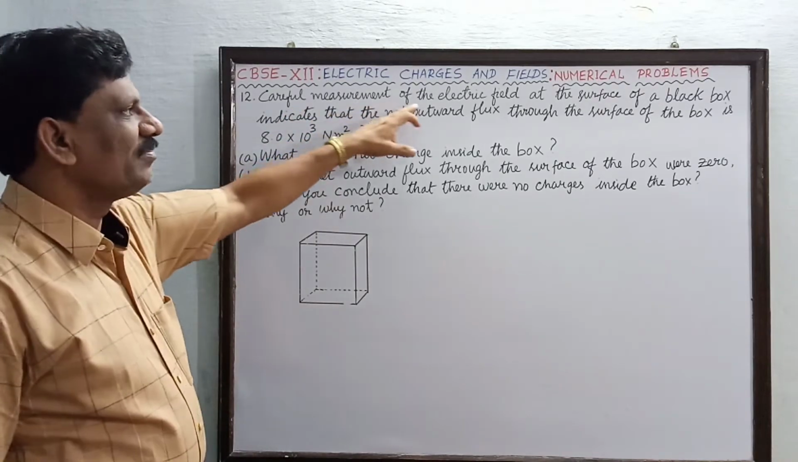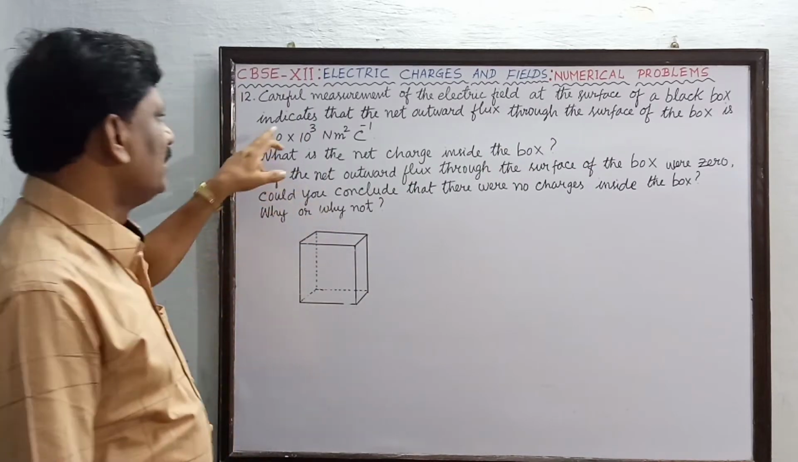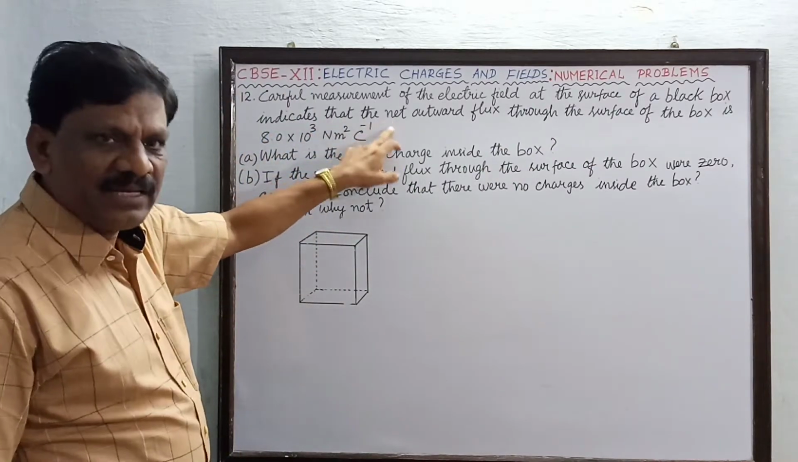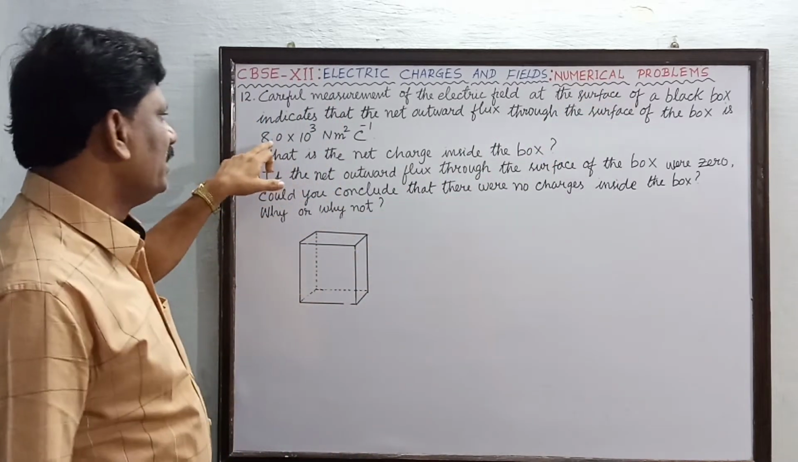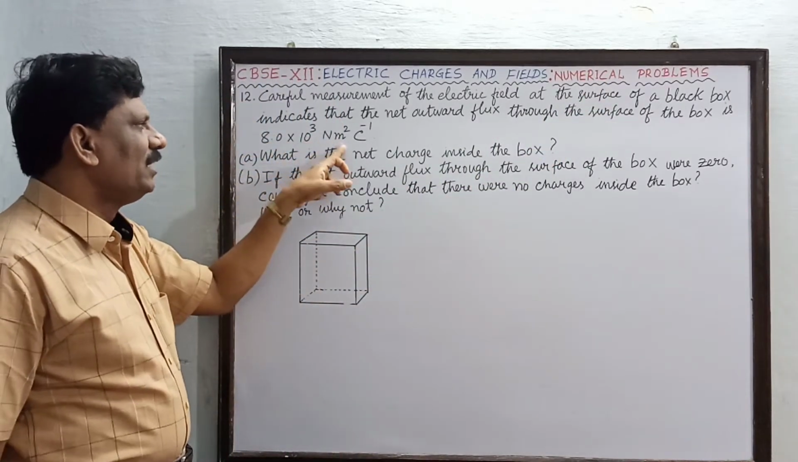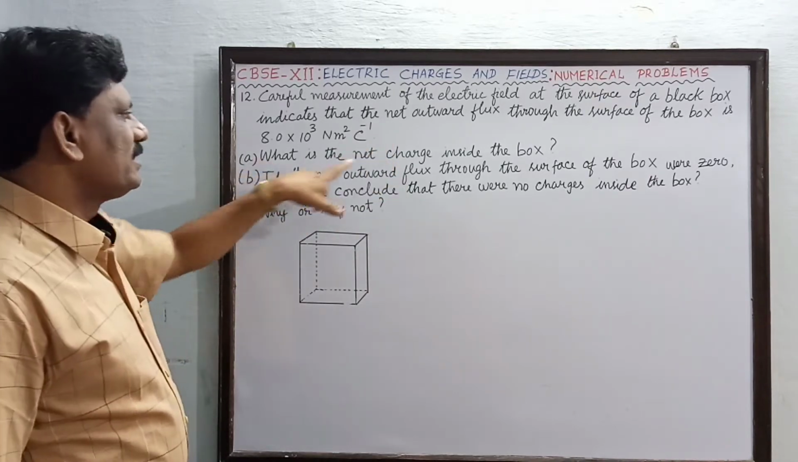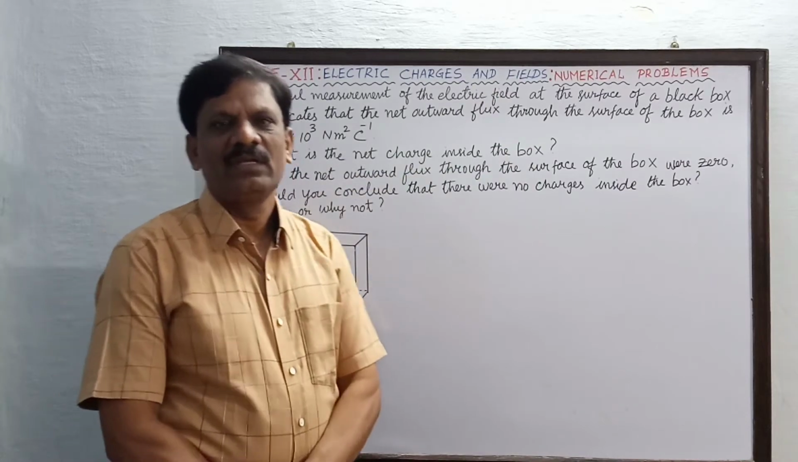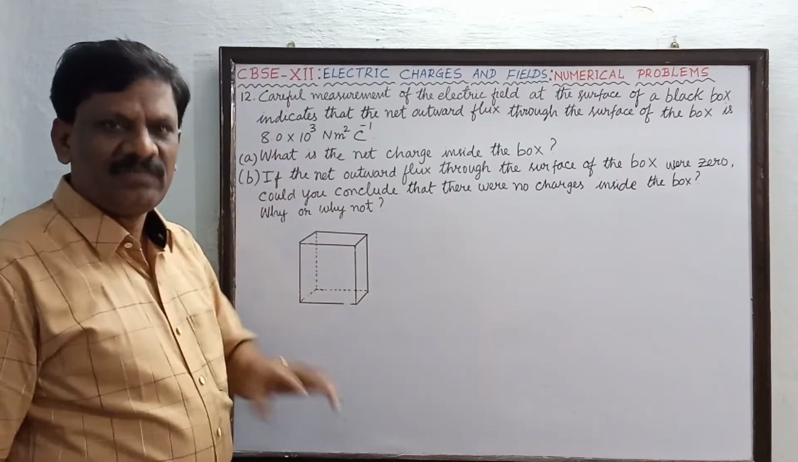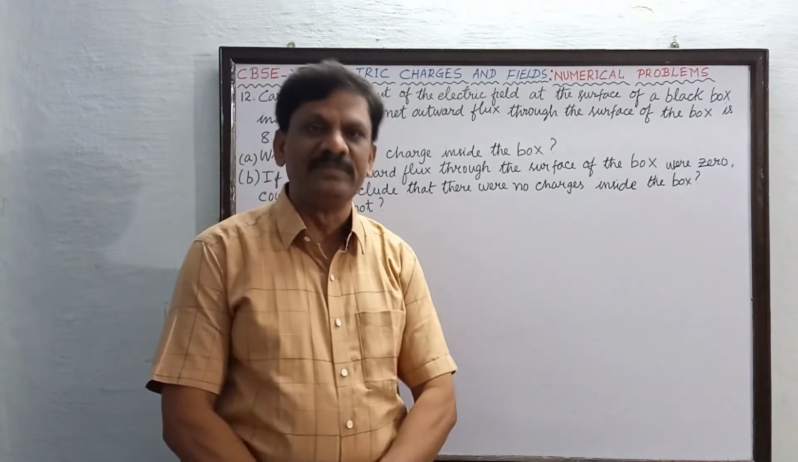Careful measurement of the electric field at the surface of a black box indicates that the net outward flux through the surface of the box is 8 into 10 power 3 Newton meter square per coulomb. What is the net charge inside the box? This is the subdivision A. The second subdivision we will solve afterwards. First we will solve the first part of this problem.